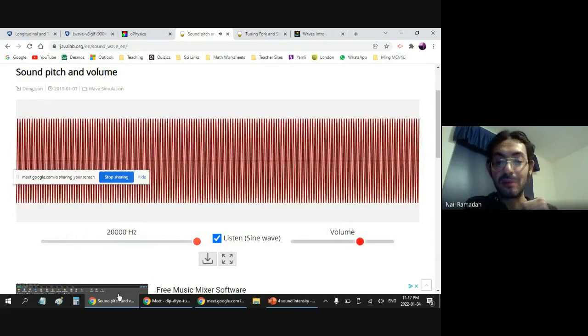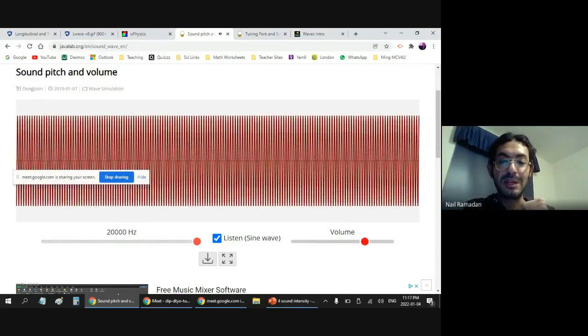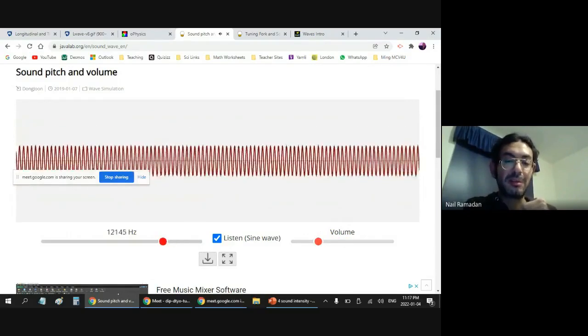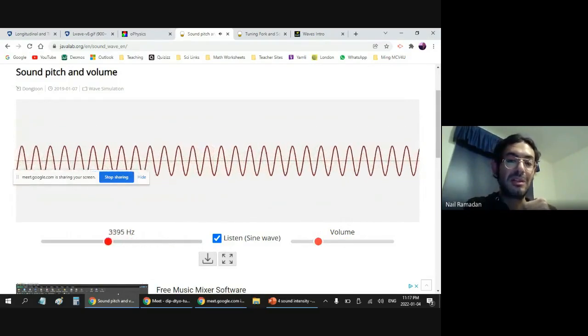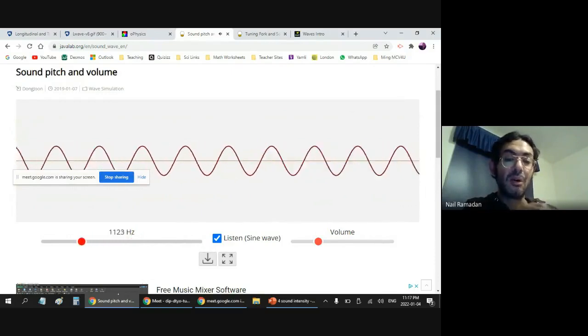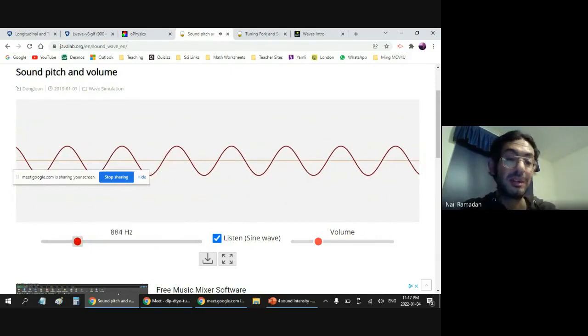So remember everyone, the volume is the height of the wave, or the amplitude, and the frequency obviously is what? Let me just play this. The frequency is basically how compressed the wave is. So actually in this case, frequency is very related to the wavelength.